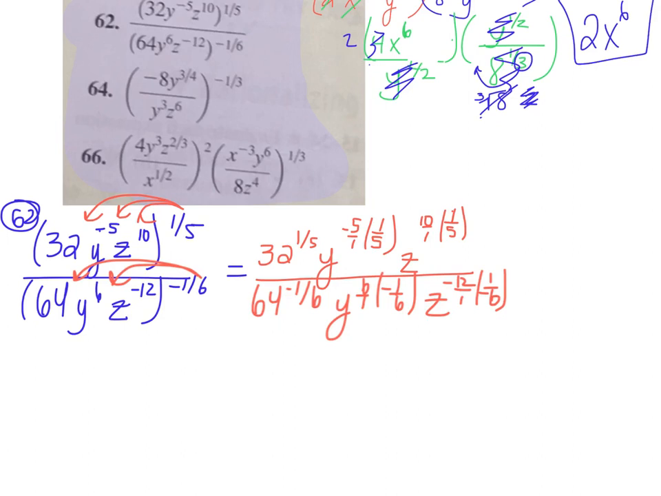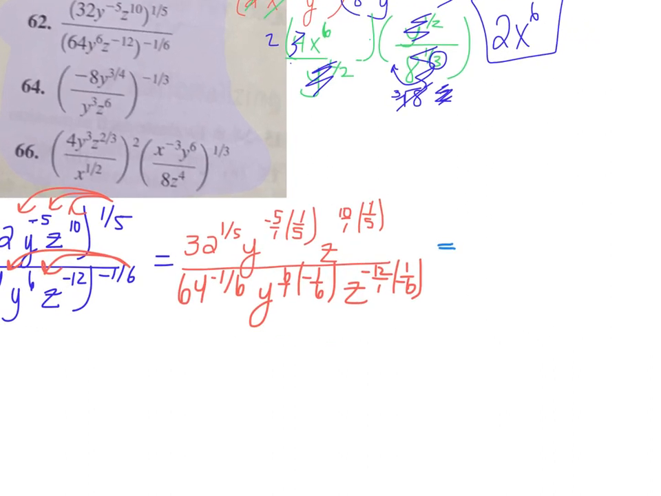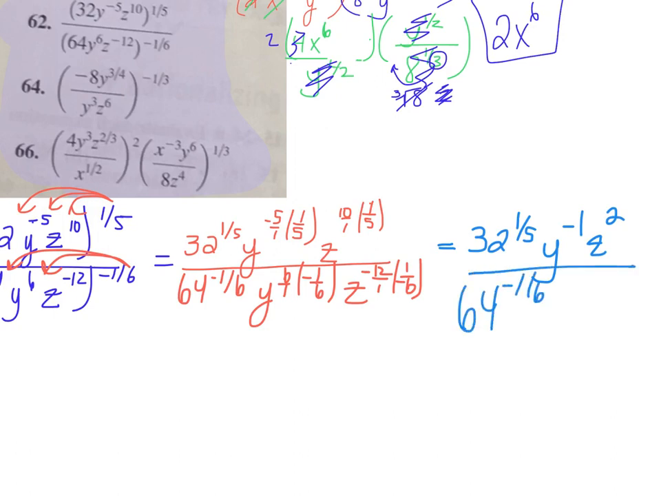What happens when I have negative 5 over 1 times 1 over 5? Negative 1. I have negative 1. So this 32 to the 1/5, you can keep it or you can simplify it right now. We'll do it at the end. Y to the negative 1. And then what happens with z? Z squared. Because 10 times 1/5 is 2. We'll leave 64 to the negative 1/6. We'll come back to that in a second. But what happens when I have y to the 6 over 1 times negative 1 over 6? Y to the negative 1. And then what happens with my z's?